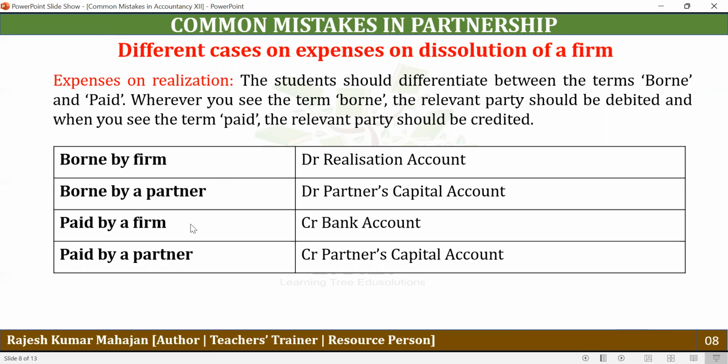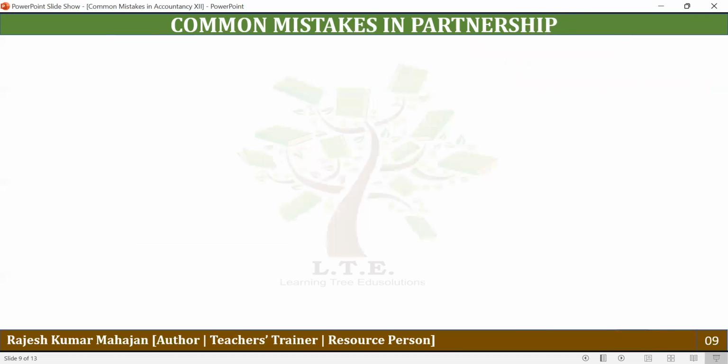So if expenses are borne by the firm, realization account will be debited. If the expenses are borne by a partner, the concerned partner's capital account will be debited. And when realization expenses are paid by the firm, bank account or cash account will be credited. And when any partner agrees to pay realization expenses, the concerned partner's capital account will be credited. Let's understand with the help of different cases.